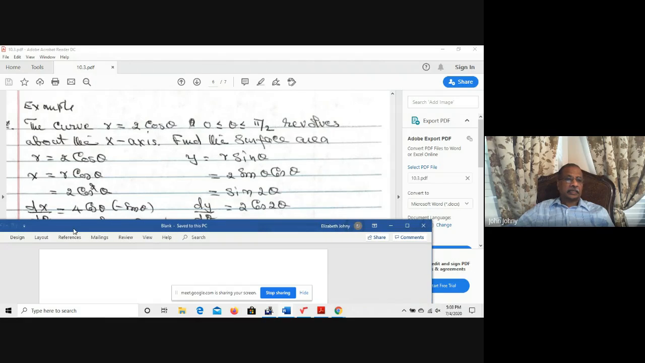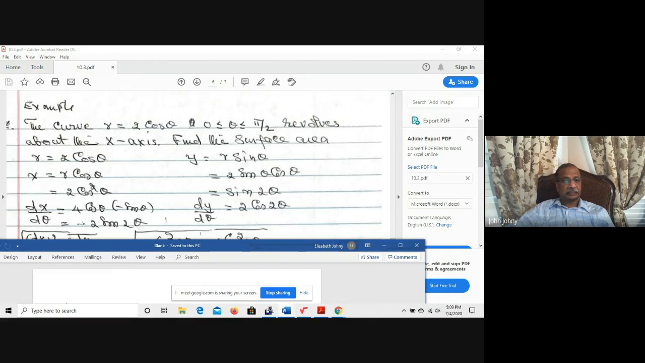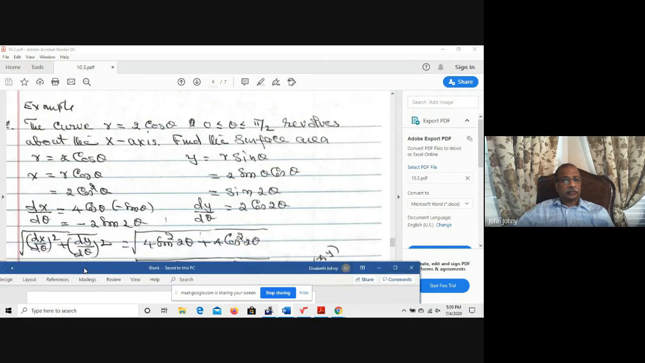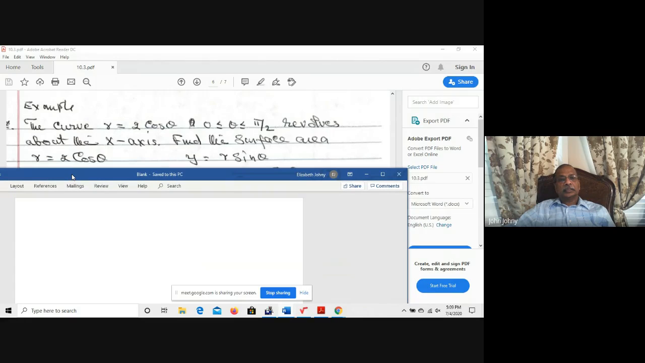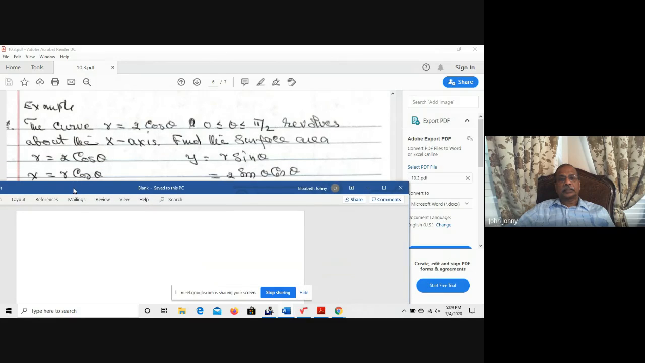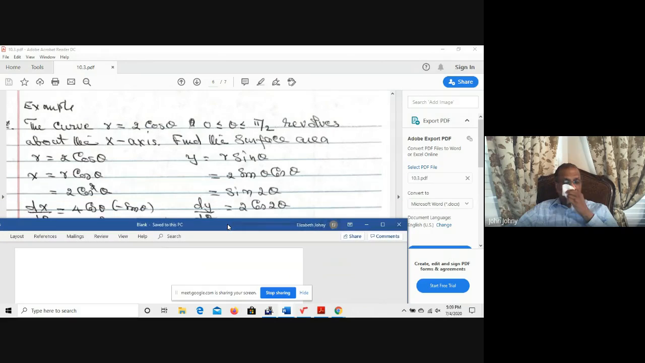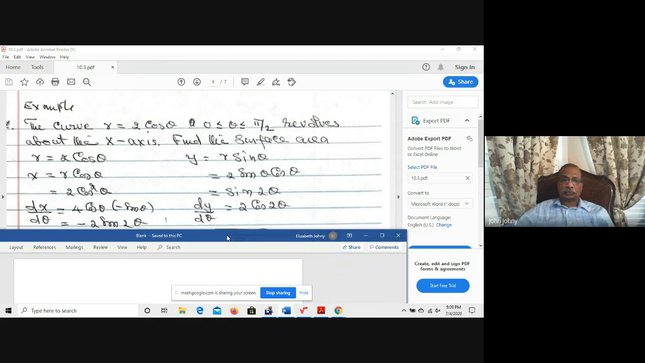dx over d theta is 2 times 2 cos theta times negative sine theta. So it is 2 times 2, that is 4 cos theta times negative sine theta. That is negative 2 times sine 2 theta, because sine 2 theta is 2 sine theta cos theta. So dx over d theta is negative 2 sine 2 theta. Now y is equal to r sine theta, r is 2 cos theta, so it is 2 cos theta times sine theta, which is sine 2 theta. Therefore, dy over d theta is 2 cos 2 theta.